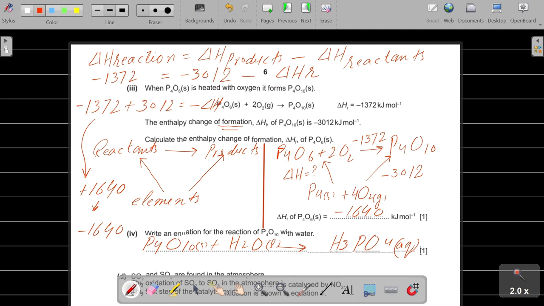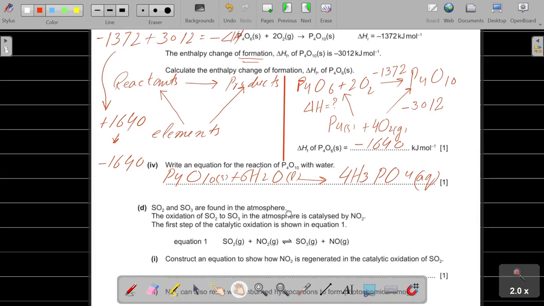So now we can multiply by 4 phosphorus, so it becomes stable. Now how many hydrogens are there? 4 times 3 is 12. Here I have only 2. If I multiply this by 6 to get 12, the equation is balanced now.